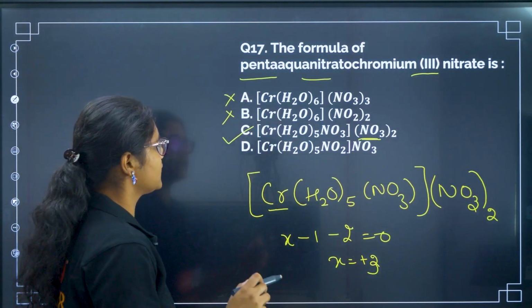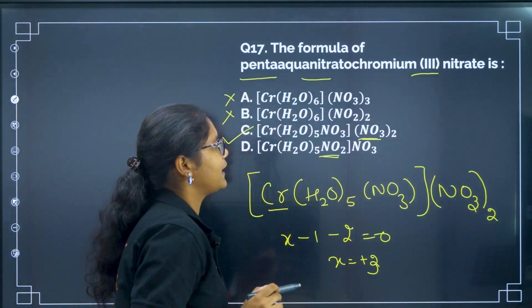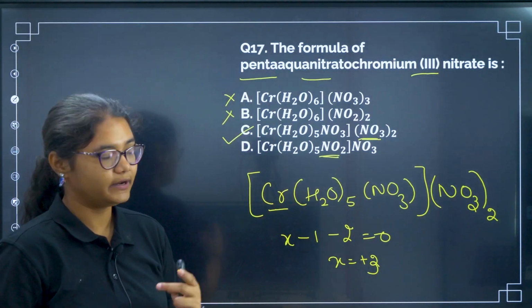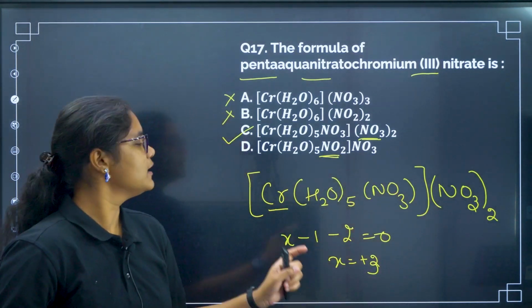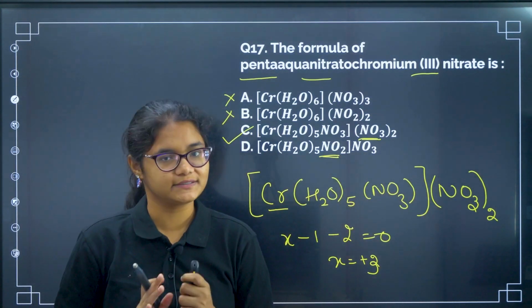You can also eliminate in another way. You can see this is not nitrate, right? This is nitrito, the name is different. So from that also we can eliminate, or you can check the charge also. Correct answer for this question is option C.